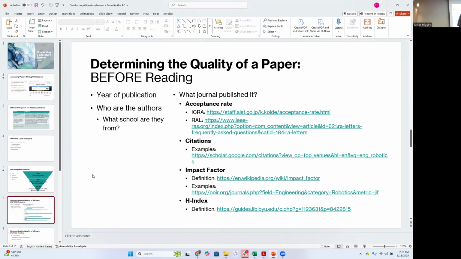Why do you say that? Because an older one, there could be new findings that overwrite it per se, or make it obsolete, or more detailed papers that you can find later on.